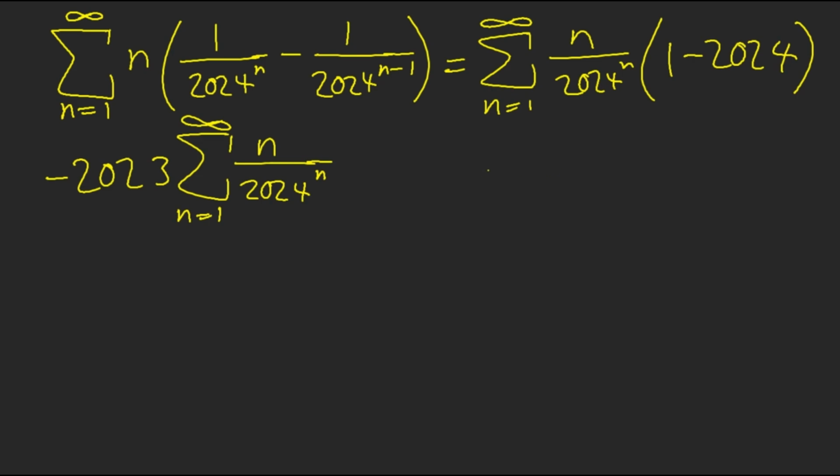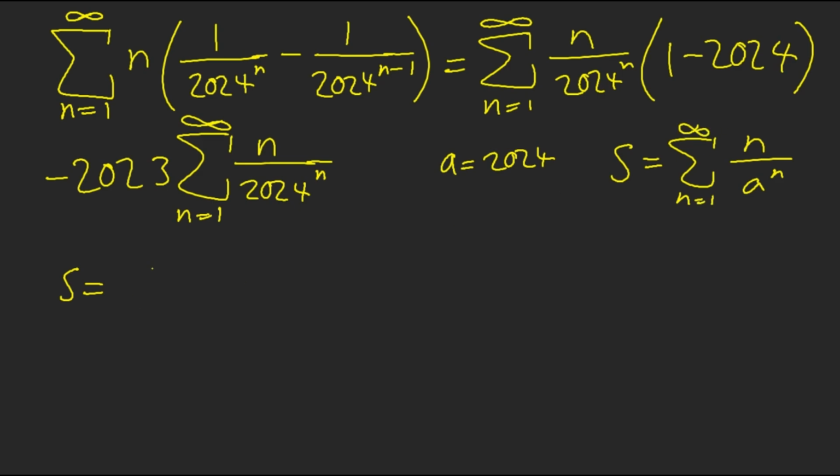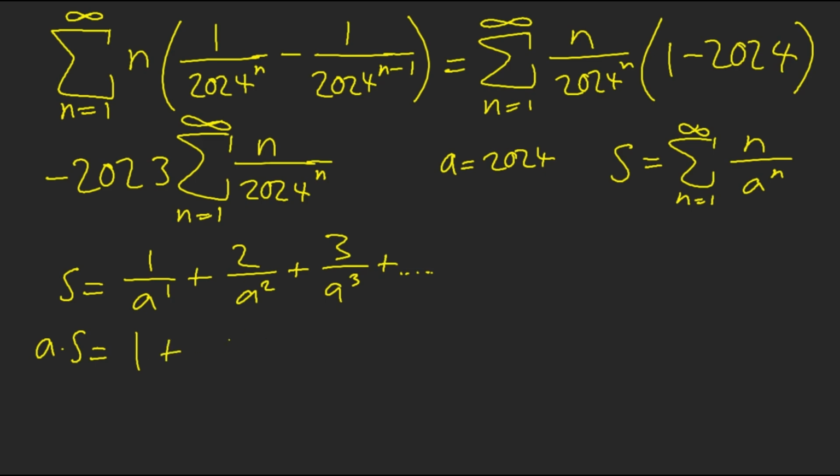How do we solve the sum? I'm just going to let a equal 2024 and call this sum s, the sum of n over a to the n. For s, we start with n equals 1, and we go up to infinity. So we have 1 over a, 2 over a squared, 3 over a cubed, and so on. Then a times s is 1 plus 2 over a, 3 over a squared, and so on.